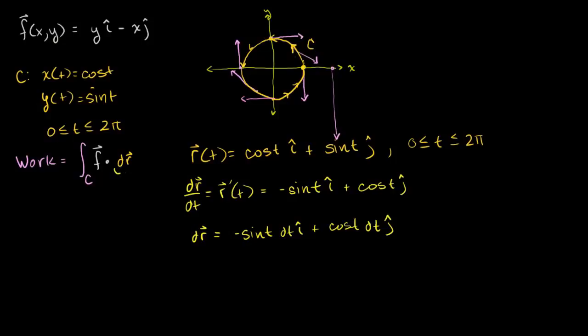So we have this piece now. And then we want to take the dot product with this over here. But let me rewrite our vector field in terms of t, so to speak. So what's our field going to be doing at any point t?